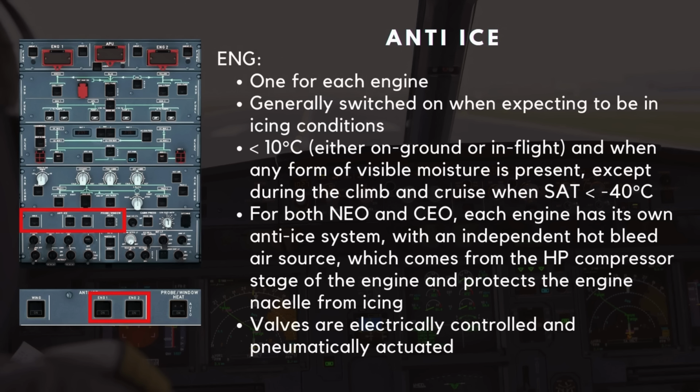There are some subtle differences depending on whether the engine is a CEO or NEO type. In both cases, each engine has its own anti-ice system, with an independent hot bleed air source, which comes from the high-pressure compressor stage of the engine and protects the engine nacelle from icing. On both variants, the valves are electrically controlled and pneumatically actuated.